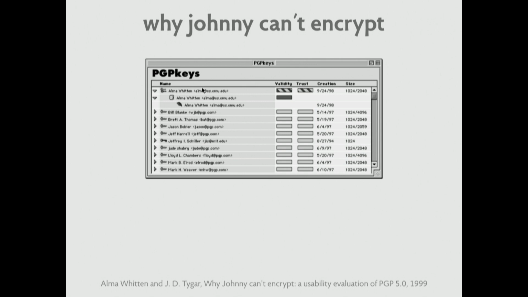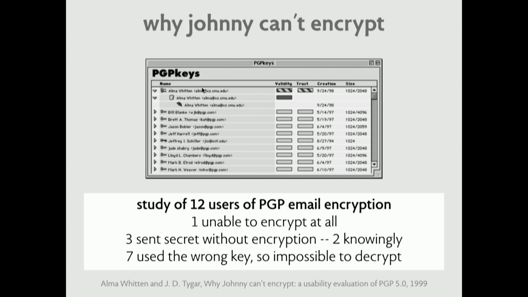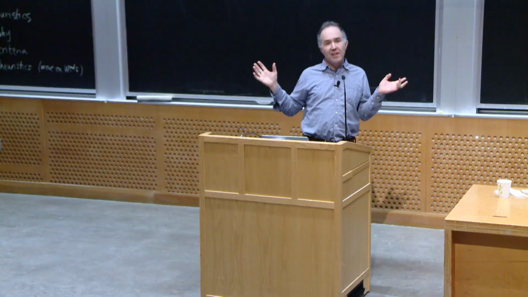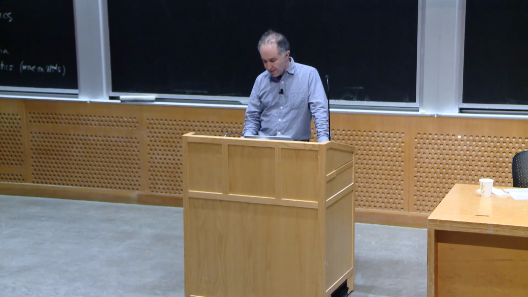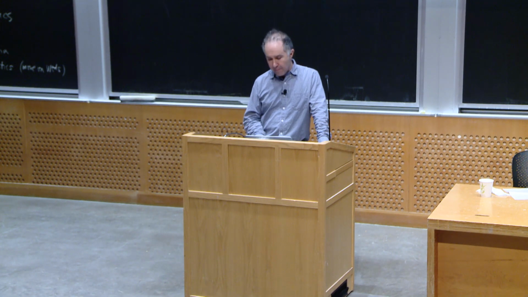What they did was they basically presented a bunch of users with one of these systems. And I think these were all actually computer science undergraduates. And they asked them to encrypt some emails. And what they found was that one of them was unable to encrypt anything at all. 3 sent the secret without the encryption. 2 knew they'd done it, but couldn't help it. And 7 actually sent something that was impossible to decrypt. So it doesn't matter if you have all this fancy cryptography. If no one can use it, then that's that.